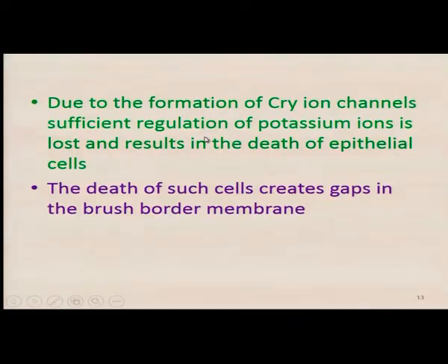So binding of this will disrupt that, and Cry ion channels are formed on the brush border epithelia. These ion channels open up, and the potassium ions flow out from the cells to the outer side. So you will have an ionic imbalance, which will result in cell lysis, as a result of which the caterpillar will die. The regulation of the potassium ions is lost, which results in the death of the epithelial cells. The death of such cells creates gaps in the brush border membrane.